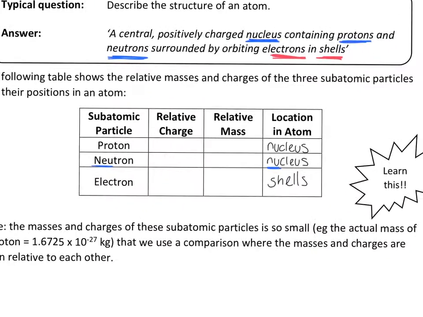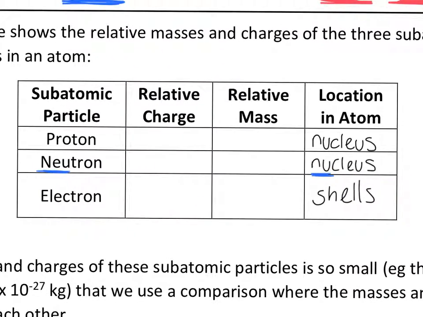So what we do instead is we give a proton a relative mass of 1. So we say that compared to the other subatomic particles, a proton has a relative mass of 1. And it's the same for a neutron. Protons and neutrons have roughly the same mass. There's a very, very tiny difference on that tiny scale. So we say that a neutron has a relative mass of 1 as well. So for every proton we have, it has a mass of 1. So if we had 3 protons, it would have a mass of 3.